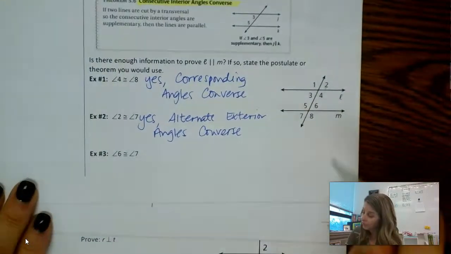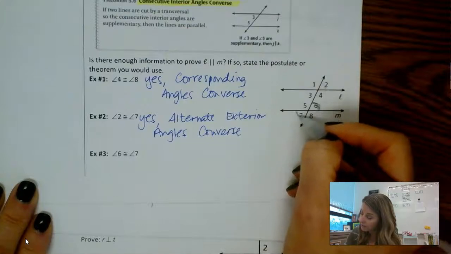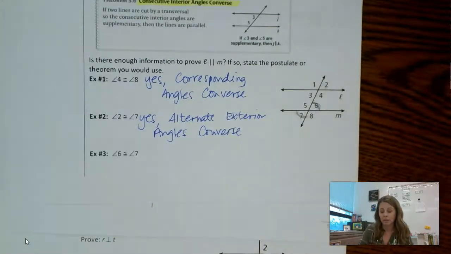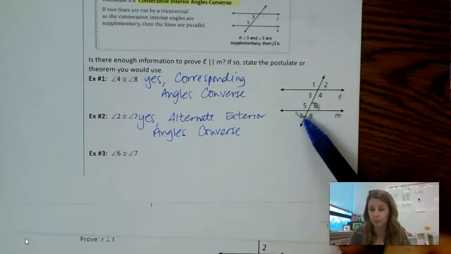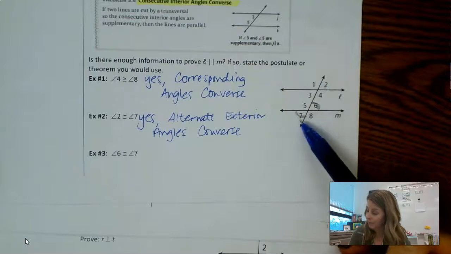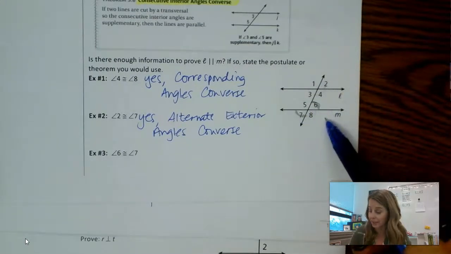Okay, 6 congruent to 7. 6 is right here and 7 is right here. Well, what I do see is that 6 and 7 are vertical angles, and I know vertical angles are congruent, so that is true. But does 6 being congruent to 7 help me see that L is parallel to M?